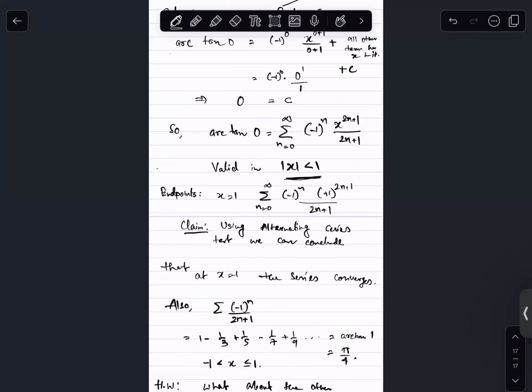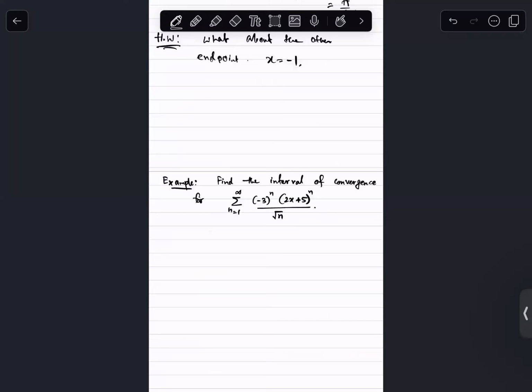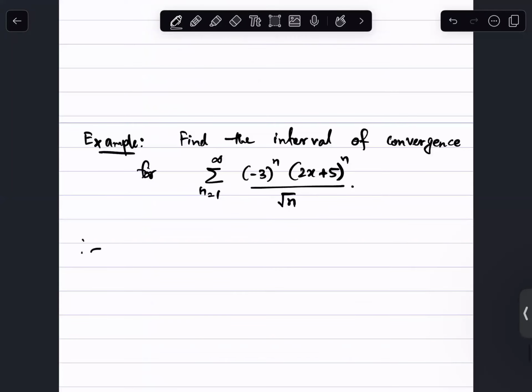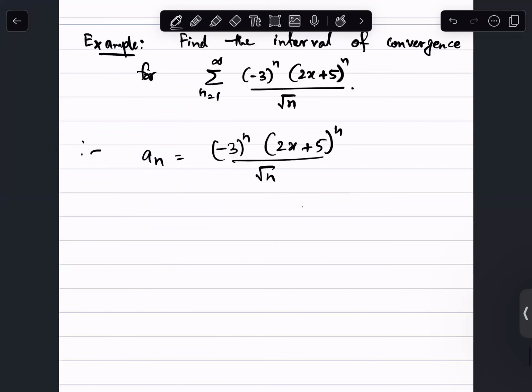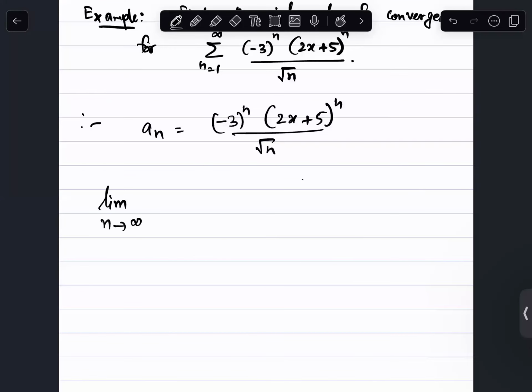Okay, for the last example for today, I'll talk about this series. This is kind of not a nice looking example, but I can do the same sort of thing. Here also I can take a_n to be (-3)^n (2x plus 5)^n over square root n, right? And then take the limit as n tends to infinity of a_(n+1) over a_n.